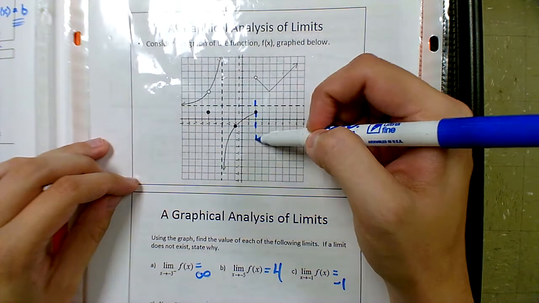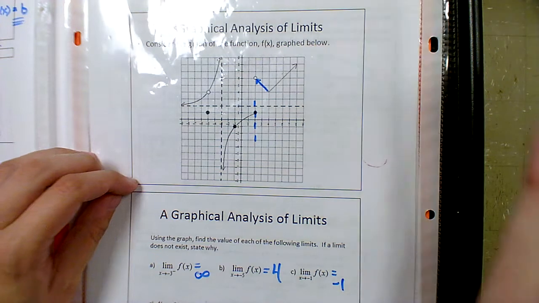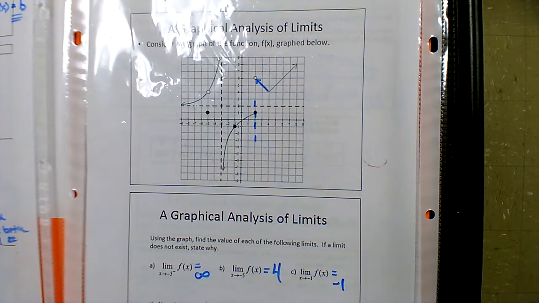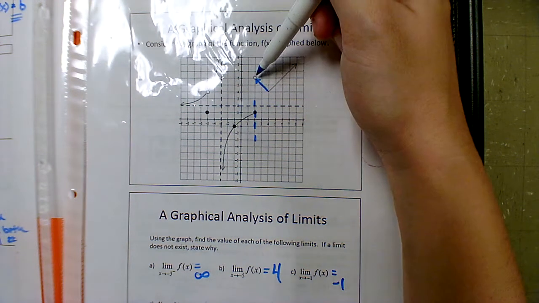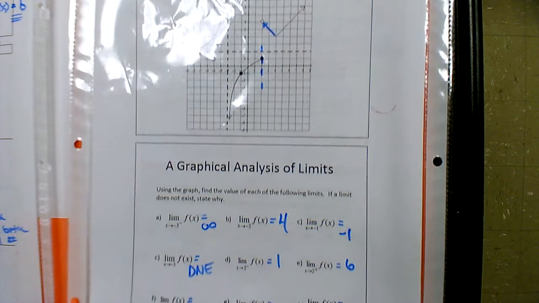As we approach 2, just from the right-hand side. So find the graph on the right and trace it. What height are you getting closer to? Go, Stevie? 6, exactly. Again, we don't care if there's a point there or not. We're just concerned with what are we getting closer to.